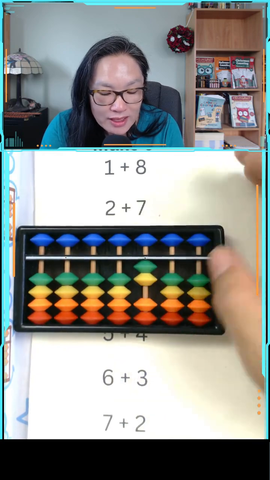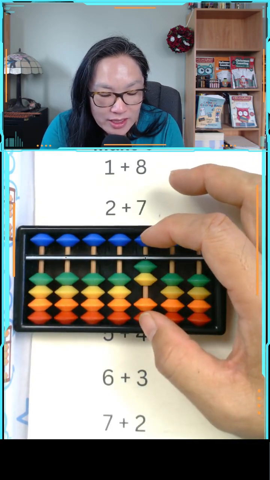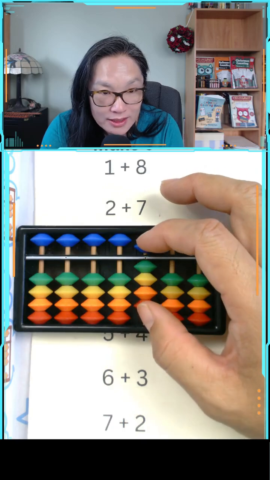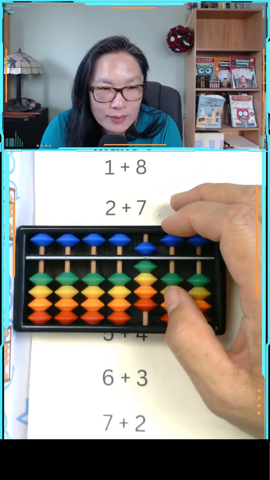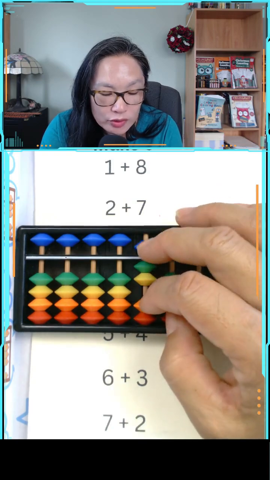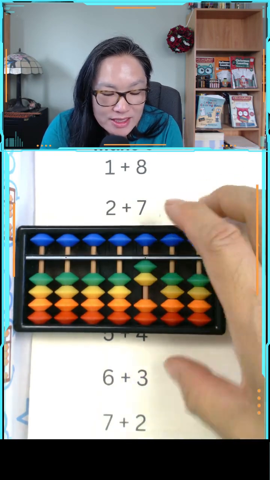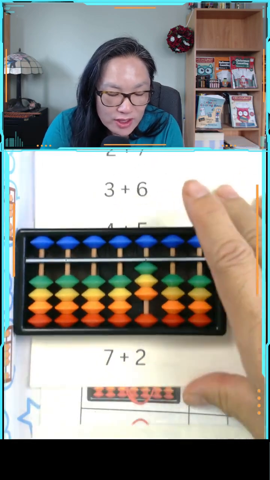So if I have 2 on the abacus, I want to add the 7. All I got to do is add the 1 bead on top and 2 beads on bottom. I add the 7. We don't need to memorize how to make a 9. That's what I'm trying to show you. Because if we see it, we could visualize our numbers like this.